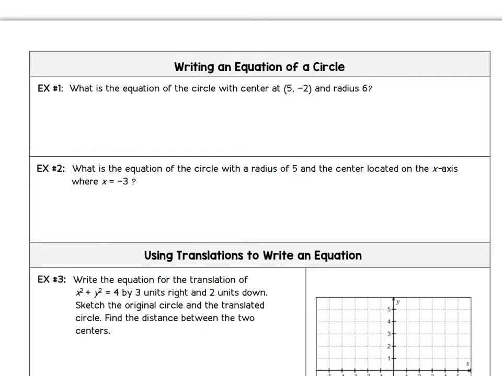Okay, so example 1 and 2 have us writing equations of a circle. So in example 1, what is the equation of the circle with center at (5, -2) and a radius of 6? Well, if we're using our formula, then that is (x minus h) squared plus (y minus k) squared equal r squared. So this would be (x minus 5) squared plus (y minus -2) squared, so I'm going to go ahead and put plus 2 here because you never want to leave minus a negative, and 6 squared would be 36.